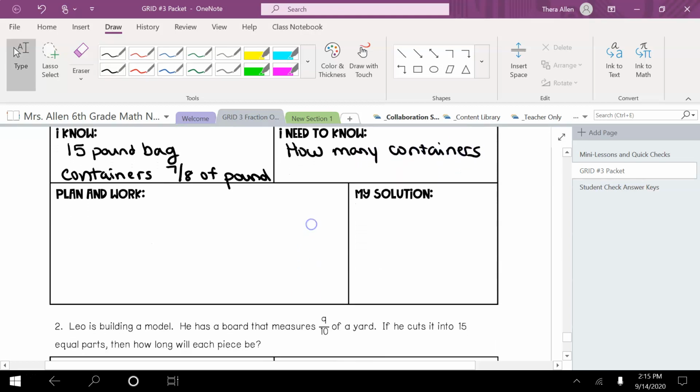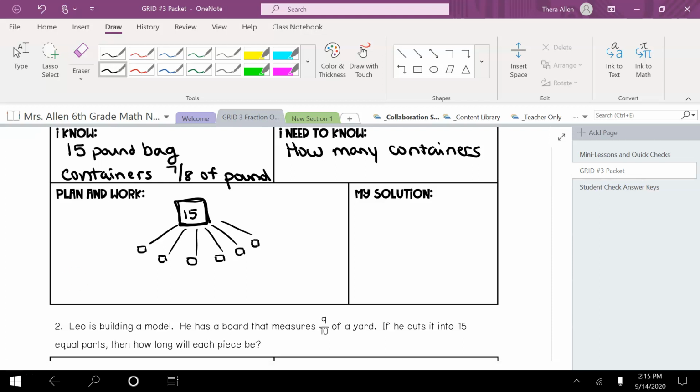Now here is where we're going to plan it out. I have a 15-pound bag, so I'm going to draw my beautiful bag here, 15 pounds. And I'm splitting it into a whole bunch of containers. But I don't know how many containers I'm going to need, because each one of these containers only holds 7/8 of a pound. By looking at this diagram, I can see what I'm doing. I'm taking my 15-pound bag and dividing it by how much is in each container, 7/8. And that's my problem.